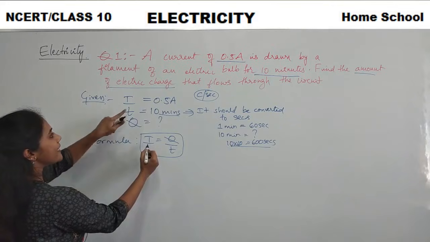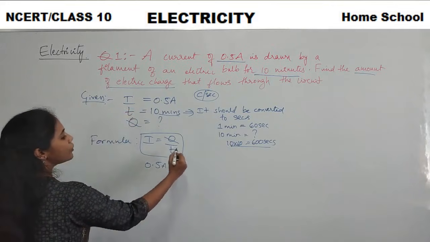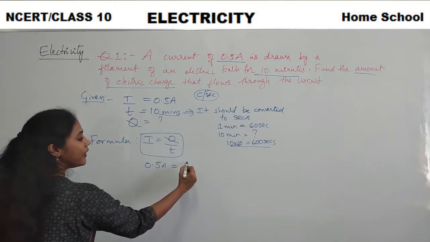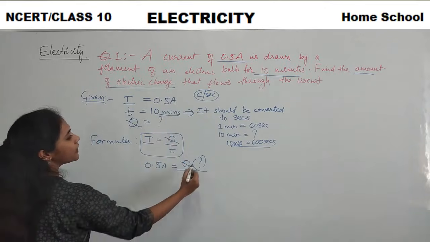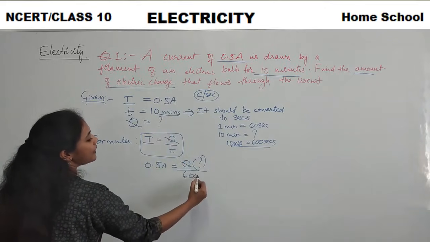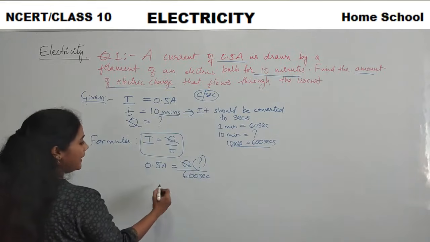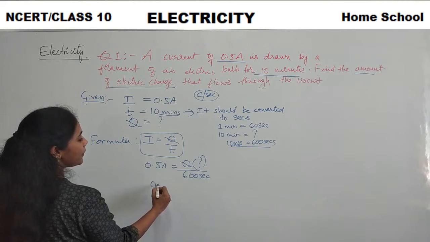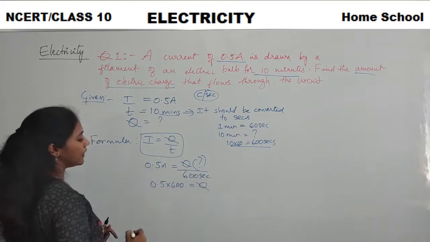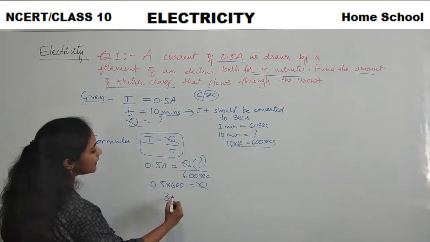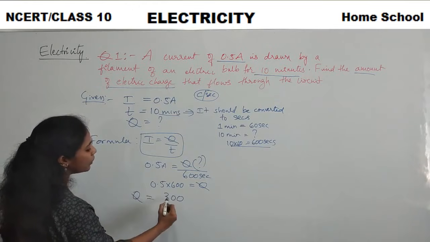I is given. What is I? 0.5 amperes is equal to charge. We don't know. Charge is what? We have to calculate. This is the question mark. Divided by time. Time is how much? 600 seconds. Okay, so now cross multiply. Cross multiply 0.5 into 600 will give you Q, right? So what is your answer? 300. Q is equal to 300.